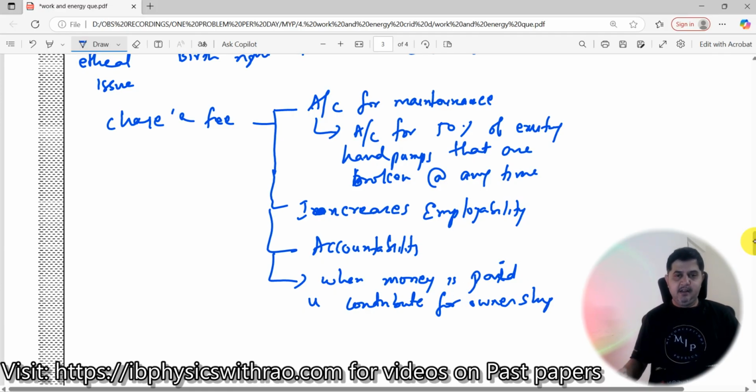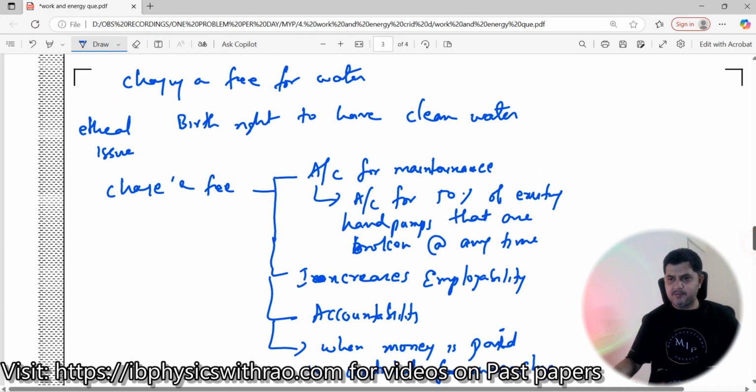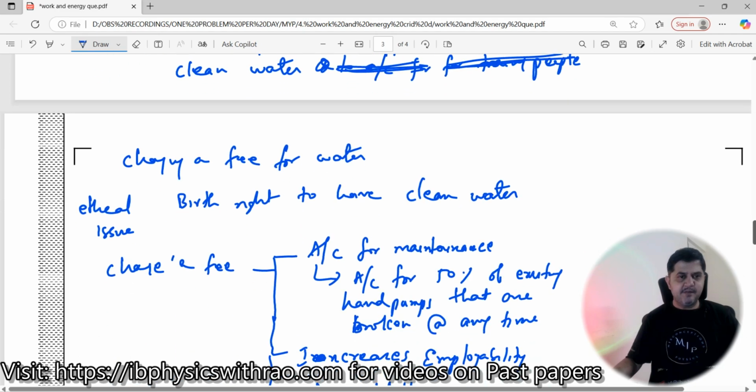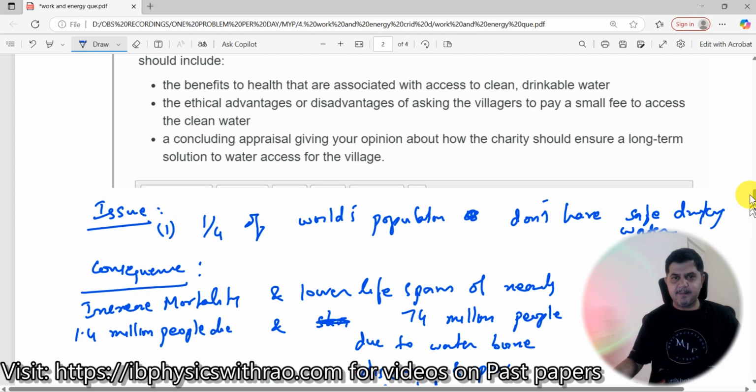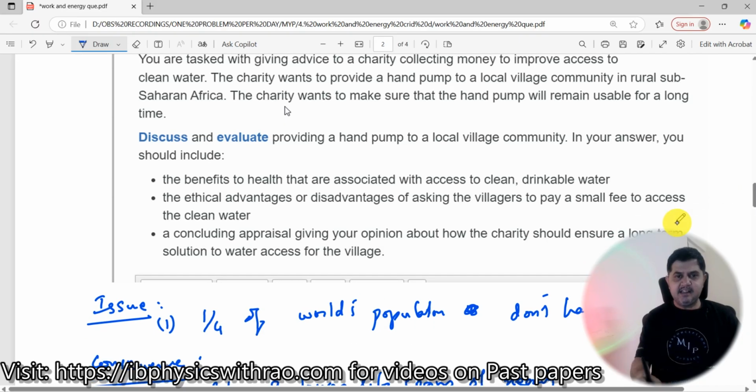Okay. Now, I have put 4 points over here. What about this point here? Charging a fee for water. An ethical issue comes over here. And I can also say, because why I am writing this is because, look at this here. Ethical advantages I have mentioned. Ethical disadvantages I also have.